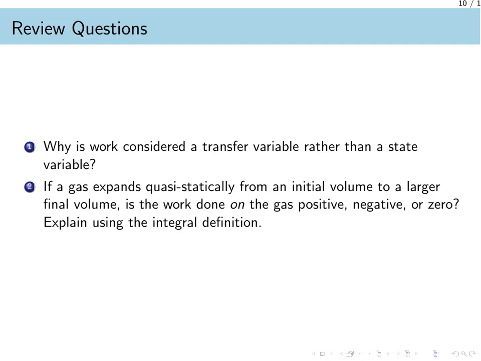First, why exactly do we classify work as a transfer variable rather than a state variable? Think about the requirement of being in a specific state versus undergoing a process. Second, if a gas expands slowly and steadily from an initial volume to a larger final volume, will the work done on the gas be positive, negative, or zero? Use the integral definition to justify your answer. Remember to consider the sign of the change in volume and how that affects the final calculation of work.